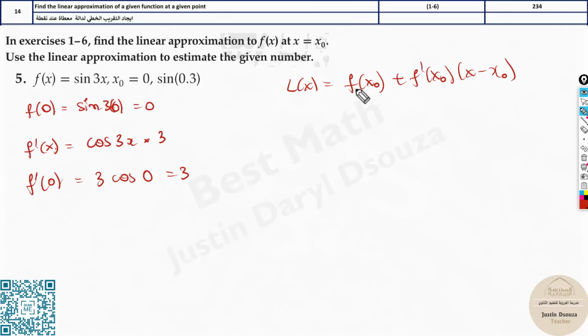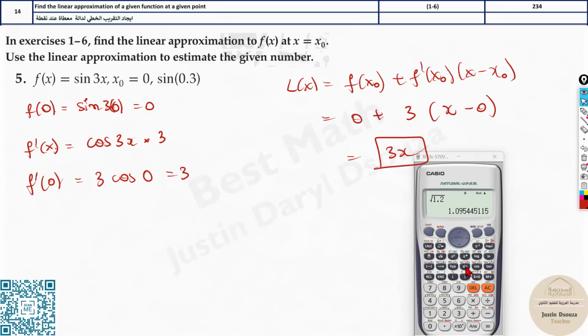And now let's just write it out over here. What is f of x naught? It's 0 plus the derivative, which we found out is 3. What is the x value? x itself minus what is x naught? 0. So we have to multiply this 3 inside. See, 0 is gone. 3 times x. Then 3 times 0, that's not required. So the answer is 3x.